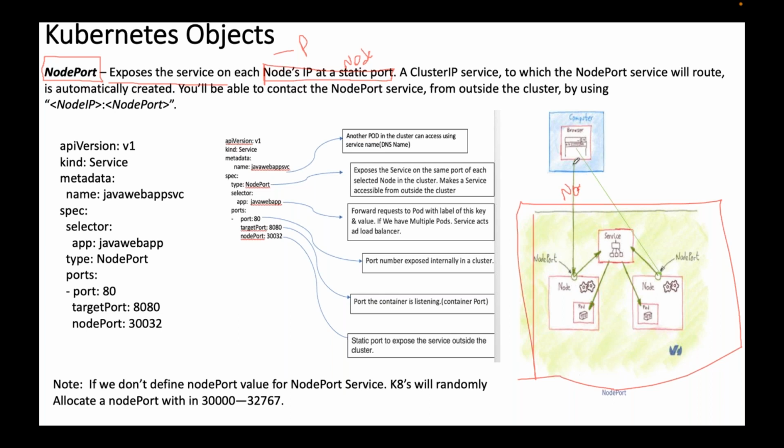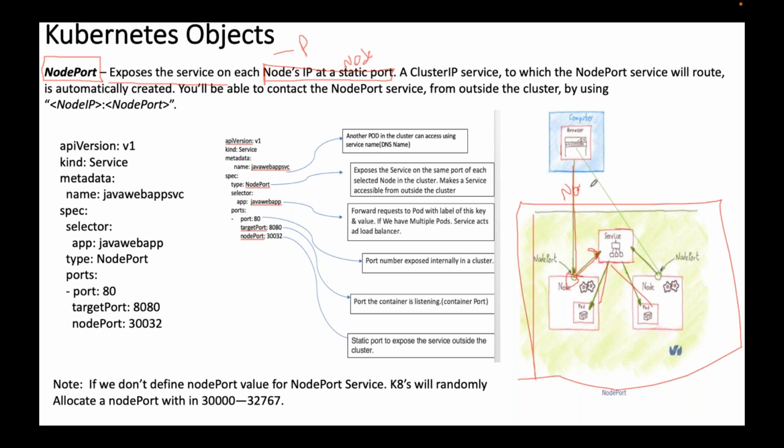So from outside, first the request goes to that server on that node port. Then it is going to route the traffic to that cluster service, that cluster IP. From outside, the request goes to the node IP and node port. From there, it will go to the cluster IP. From the cluster IP, it will route the traffic to your pod IPs.